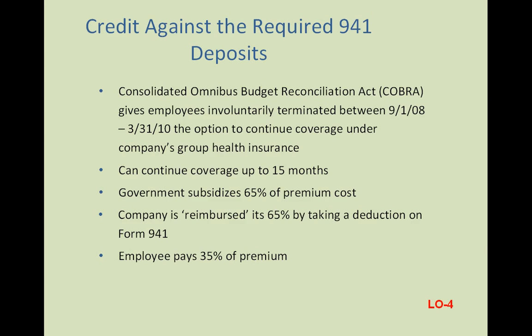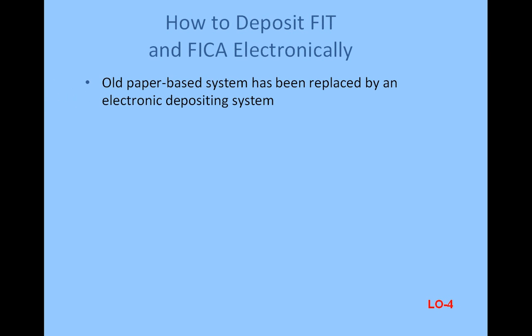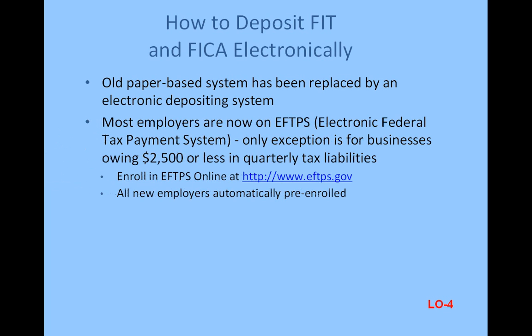Okay, how do you get your federal income tax and FICA deposited? We do it electronically now. That's the system. The old paper system has been replaced. There was a transition period. Now you've got to deal with a bank who can make these payments, who's part of the wire transfer system, and can get this stuff done for you. You're in control of when it gets done, but they get it done when you need it done, and you ask them to. So most employers are now on this electronic federal tax payment system.